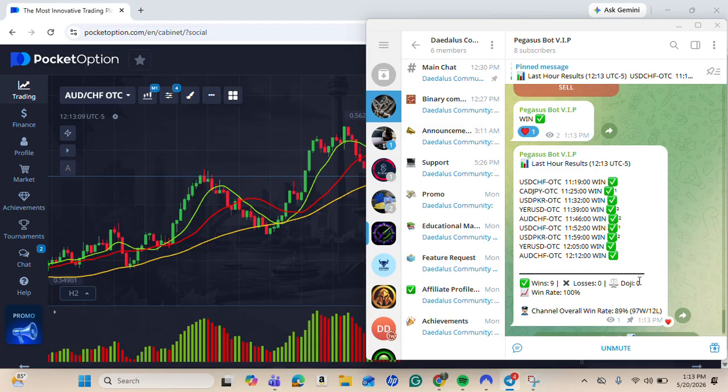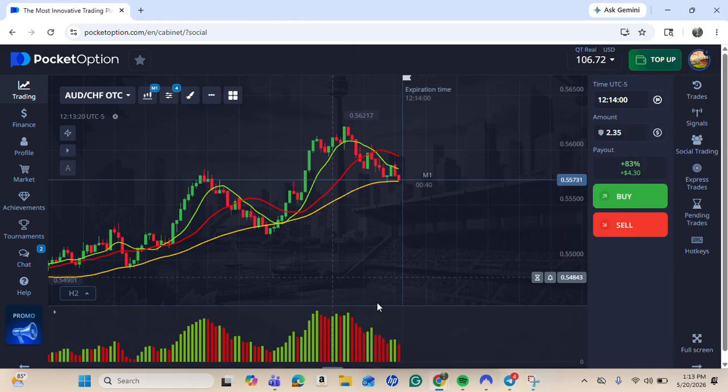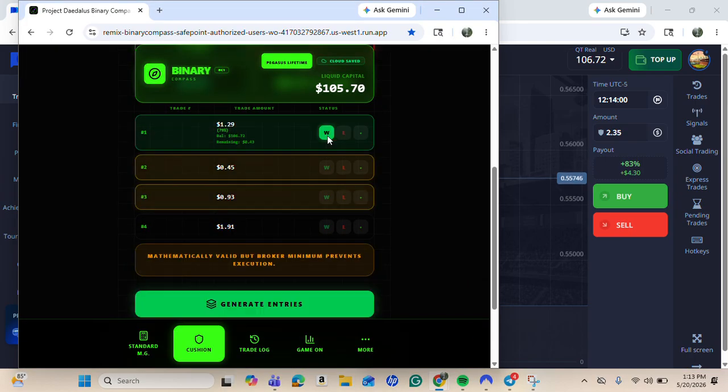So this is the last hour that was traded, right? This is what we just traded a while ago. Last hour: 9 wins, 0 losses, right? So now we get a win. We go to the calculator. We mark this as a win.